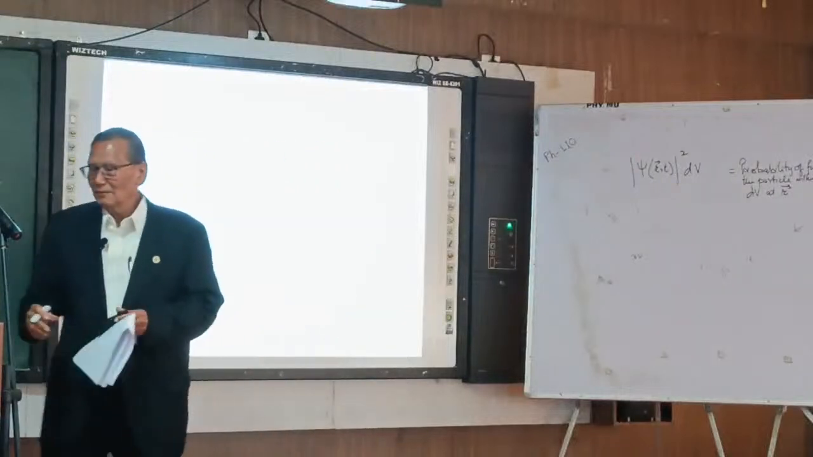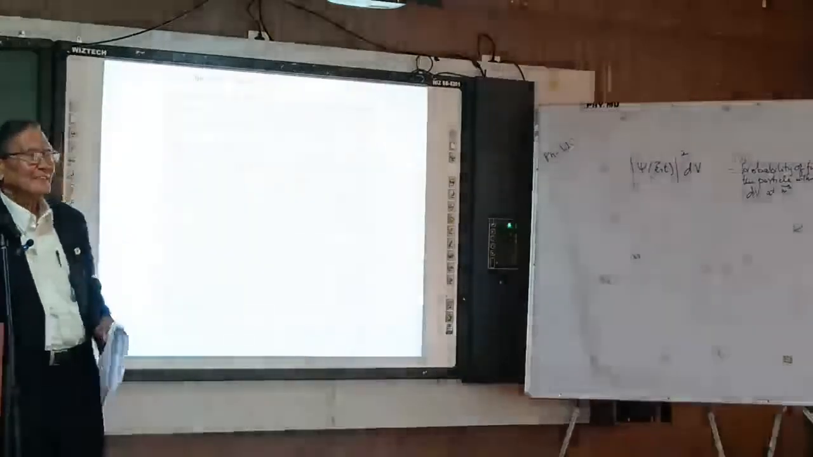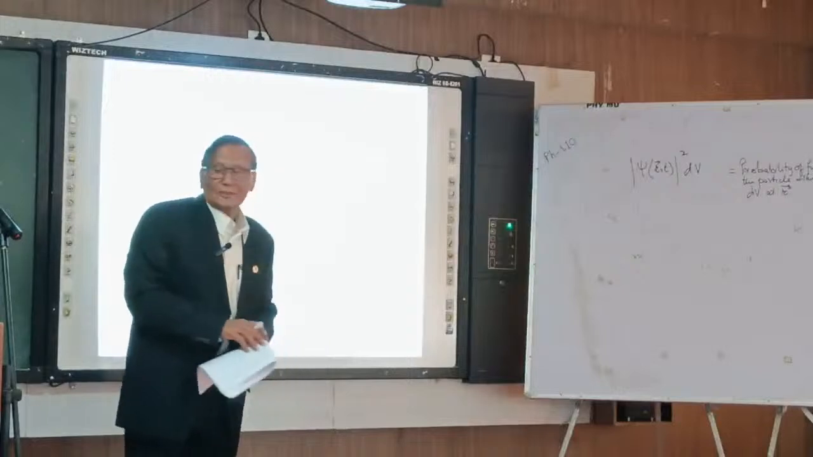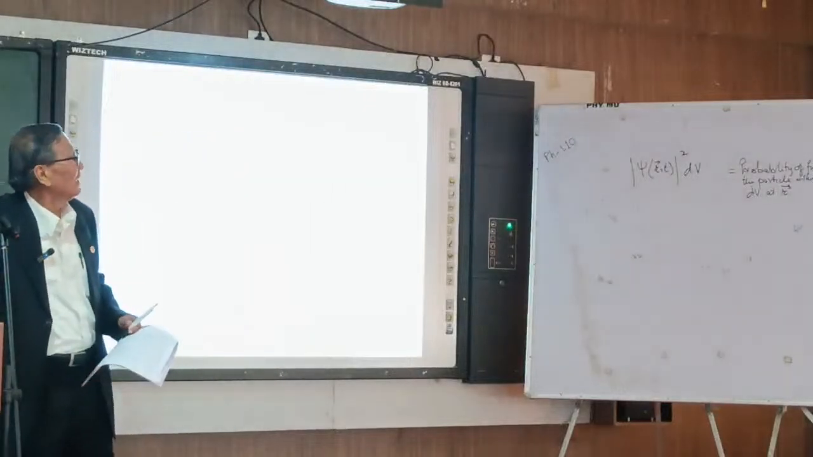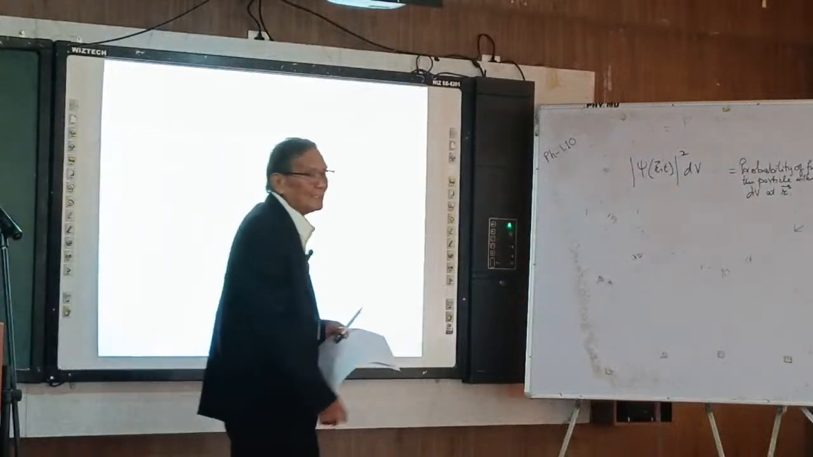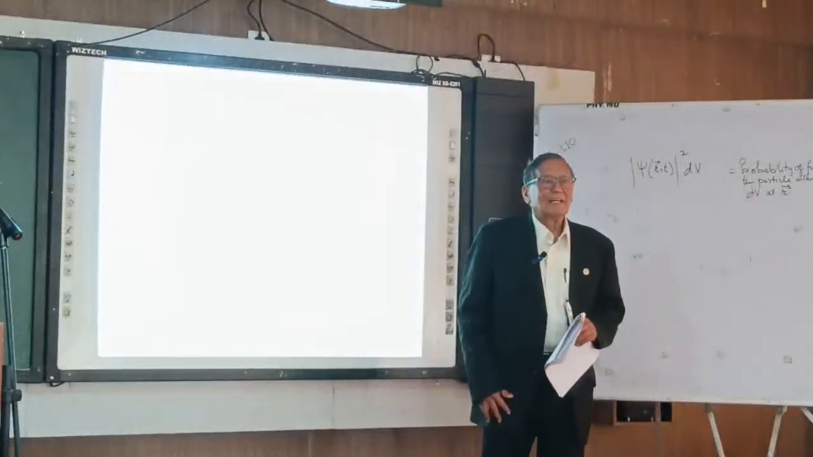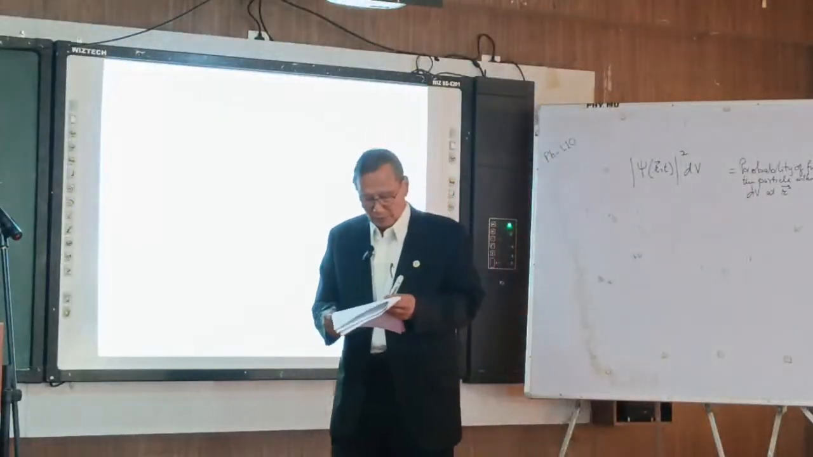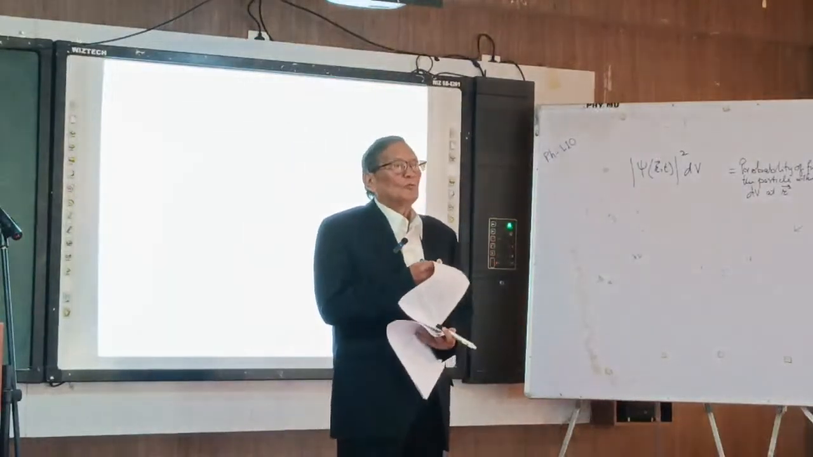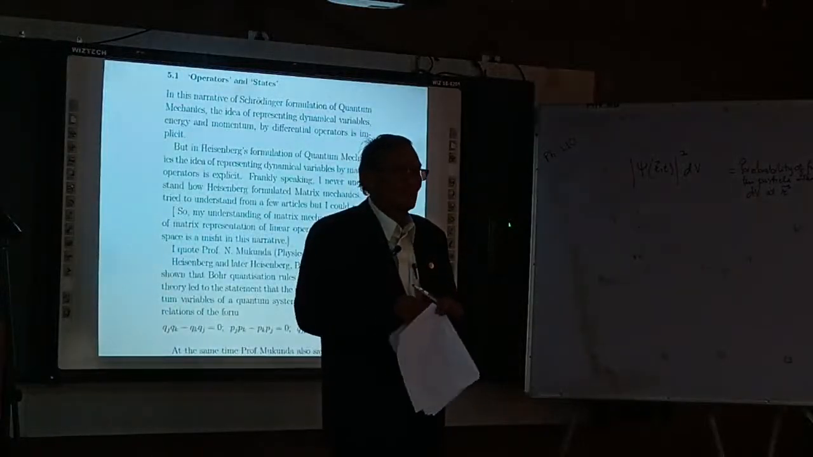Although I have no intention to go into the probability interpretation, why I am giving this is that this interpretation requires that this wave function psi be square integrable. That means this integral should exist, it should not diverge. And this requirement that psi should be square integrable led to the quantization of energy for bound systems.